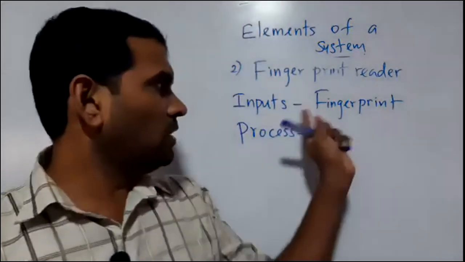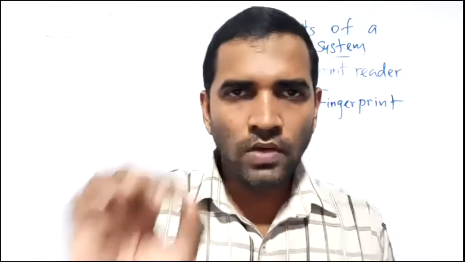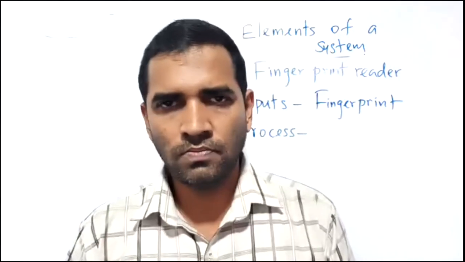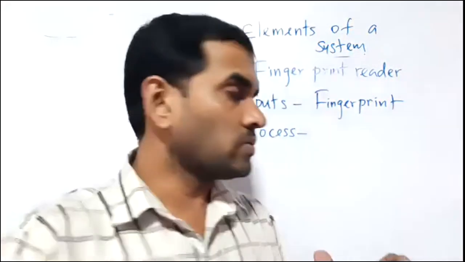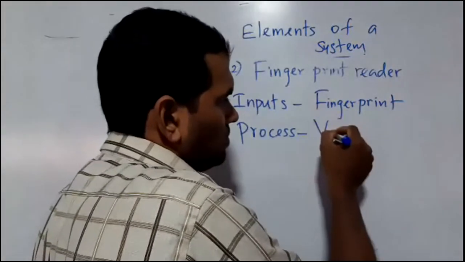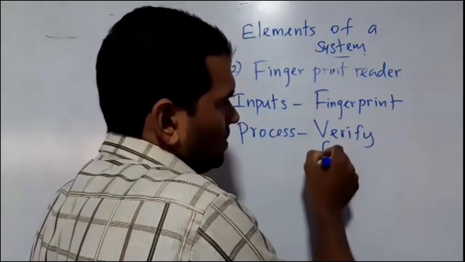So now, okay, fingerprint is there. So once the fingerprint is taken, the process must be verifying the fingerprint, which means checking whether any existing fingerprint matches to this scanned fingerprint. You don't need to write the whole sentence, just write verifying the fingerprint. That's enough for exams, or that's enough for process. But as a student, you should know that particular line, right? Verifying the fingerprint means checking whether any existing fingerprint suits or matches to this fingerprint, right? That is the process. So I simply write verify fingerprint.